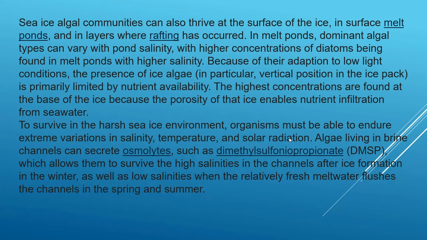The ice algal communities can also thrive at the surface of the ice and surface melt ponds and in layers where rafting has occurred. That's where the sea ice is moving, and maybe they crunch up to form ridges and so on. In melt ponds, dominant algal types can vary with the pond salinity, with higher concentrations of diatoms being found in melt ponds with higher salinity. Because of the adaptation to low light conditions, the presence of ice algae, particularly vertical positioning in the ice pack, is primarily limited by nutrient availability.